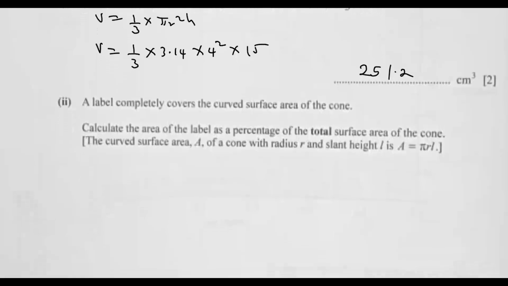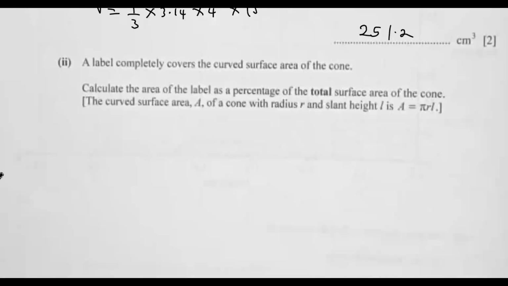So let's scroll down. A label completely covers the curved surface area of the cone. Calculate the area of the label as a percentage of the total surface area of the cone. So the curved surface area A of a cone with radius r and slant height L is given as A equals to this. So the curved surface area is given as pi r L. So we need to find the value of the slant height.